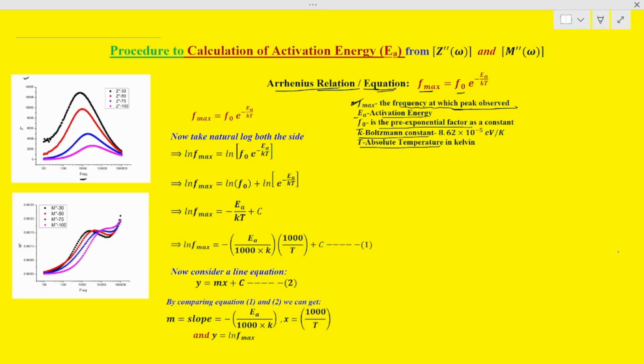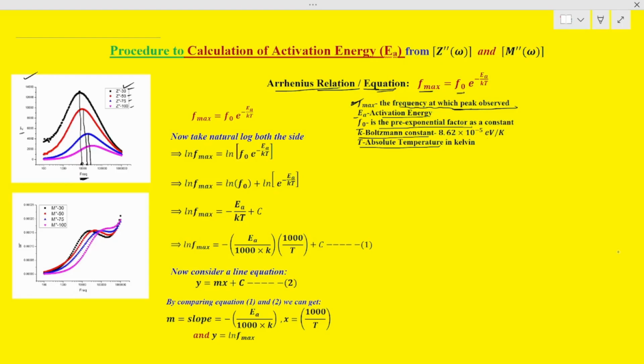Suppose we are going to consider Z double prime data. This is the frequency versus Z double prime at different temperatures 30, 50, 75 and 100. So this black color belongs to 30 degree. This is the peak observed for this 30-degree temperature. The corresponding frequency is called the frequency max. For 50-degree, this frequency is the frequency max, or F max.